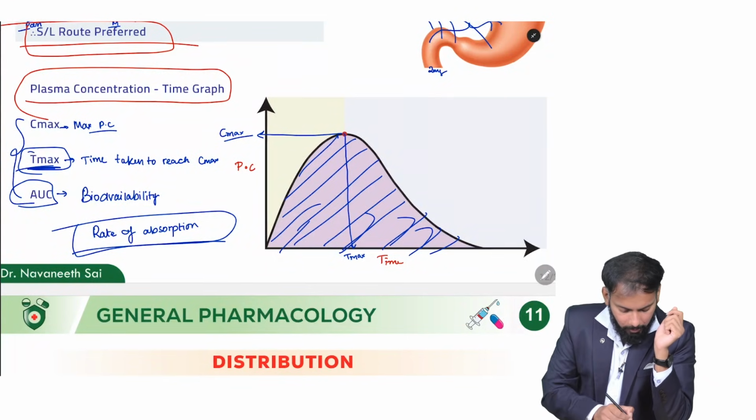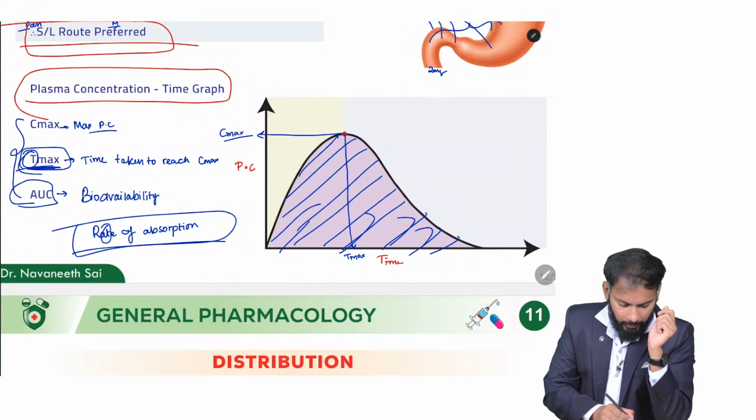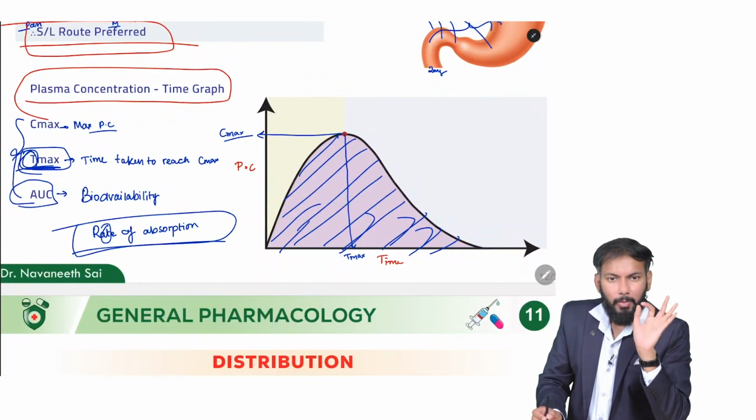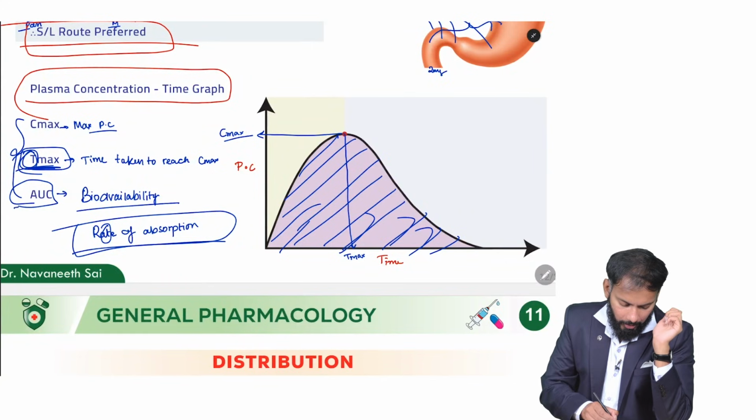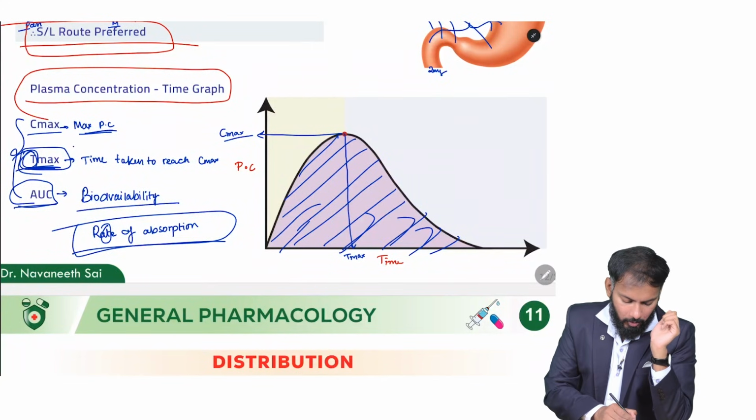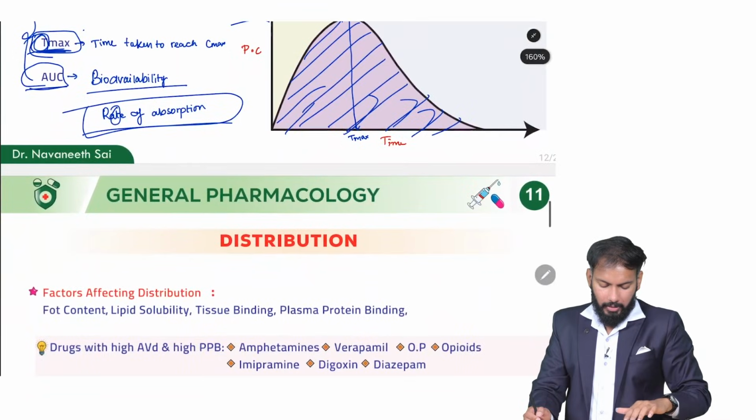If you cannot remember this much, T and T: rate has a T, Tmax has a T, so T and T, rate of absorption, Tmax. Please remember this. Bioavailability, AUC. Maximum plasma concentration, Cmax. That is all about this graph.